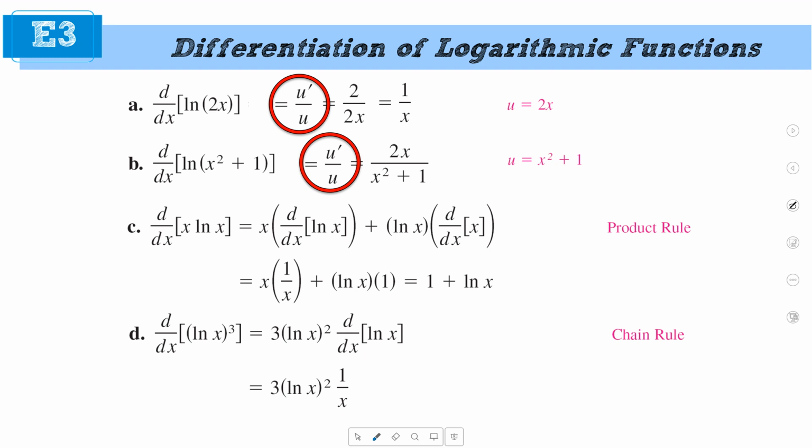And no, you cannot cancel the x's. Don't do that. I probably will. Then you'll get a come on man for that.